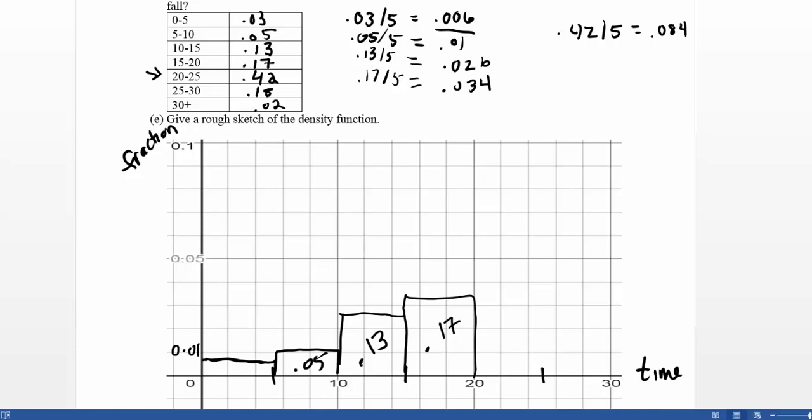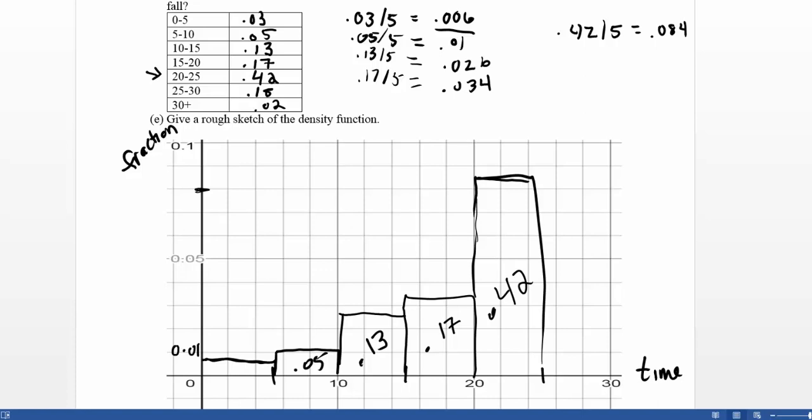So 0.08 is going to be right around here. And then 0.084 is about halfway between that and the next tick mark, a little bit less than half. So we're going to be way up here, 0.084 between 20 and 25 minutes. And 0.084 times 5 gives me the 0.42.